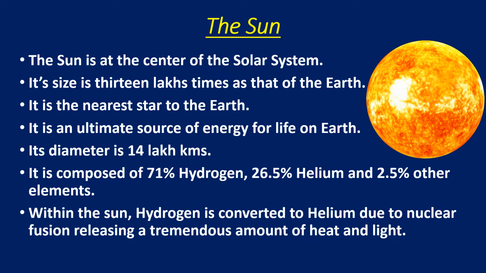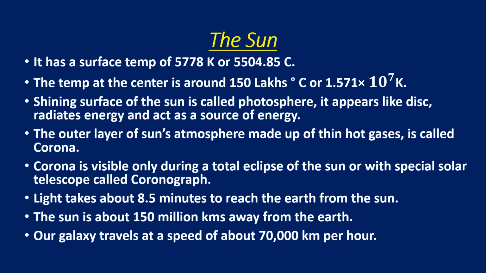Within the Sun, hydrogen is converted to helium due to nuclear fusion, releasing a tremendous amount of heat and light. The Sun has a surface temperature of 5778 Kelvin or 5504.85 degrees centigrade. The temperature at the center is around 150 lakh degrees centigrade or 1.51571 into 10 to the power of 7 Kelvin. The shining surface of the Sun is called the photosphere.